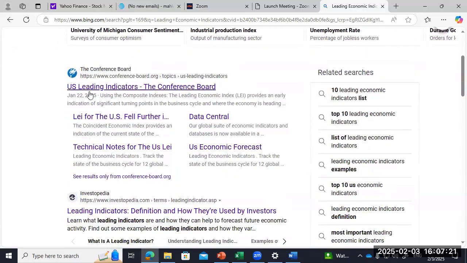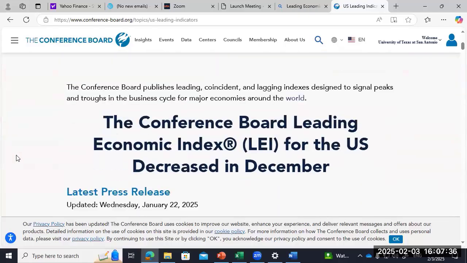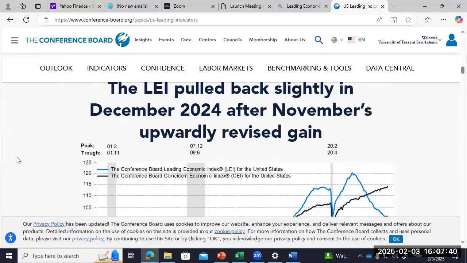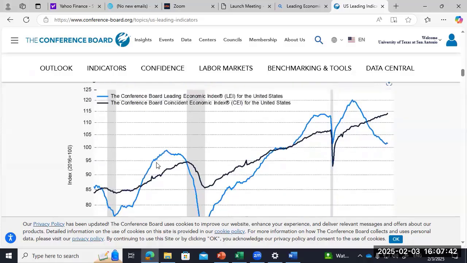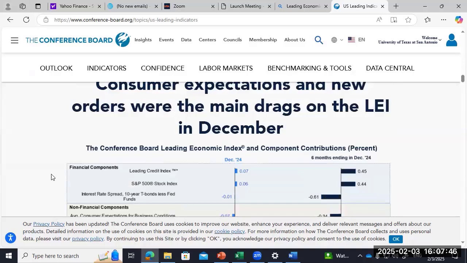So the Conference Board, which also does the ISM, they have these leading economic indicators, which the greatest economists in the world say are the indicators that best predict where the economy is going next. And the ISM is part of that. And it's been pretty negative here recently.